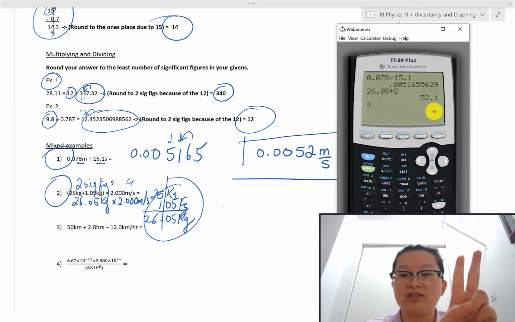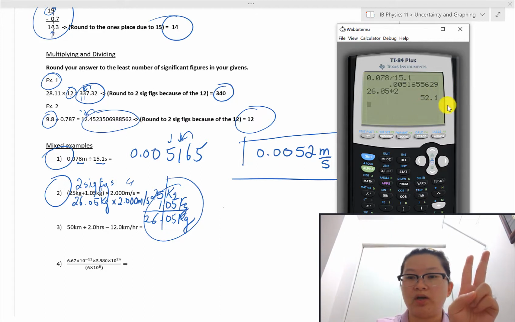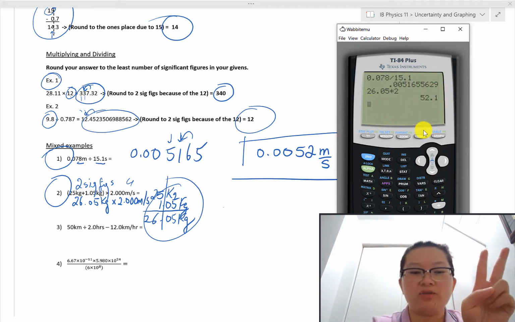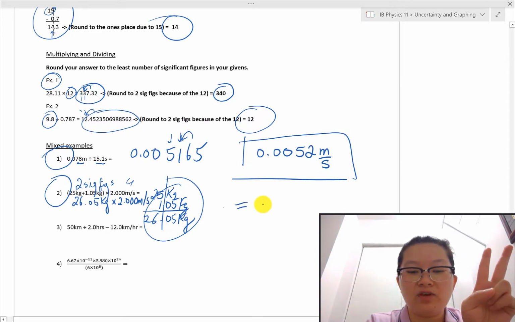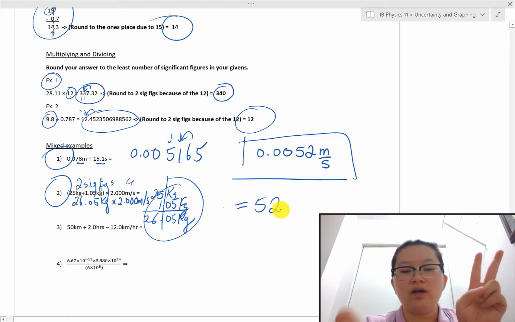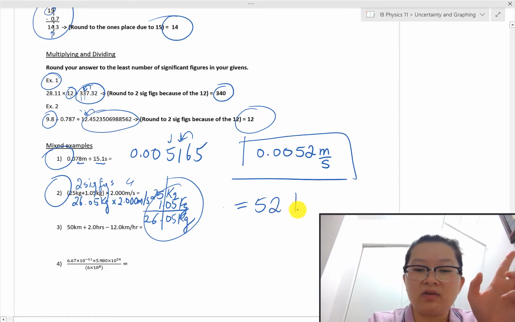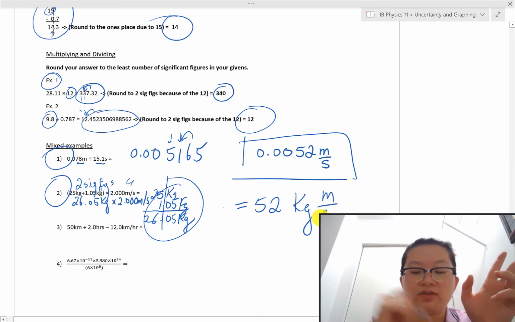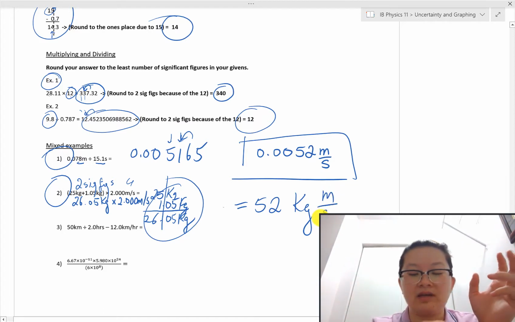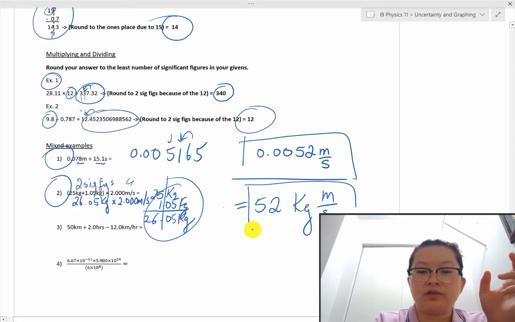That is just 52. Okay, the 1 does not round the 2 up. So that's going to give me 52. And the units, I have kilograms multiplied by the meters per second. So that's my unit there. Okay, that's my final answer.